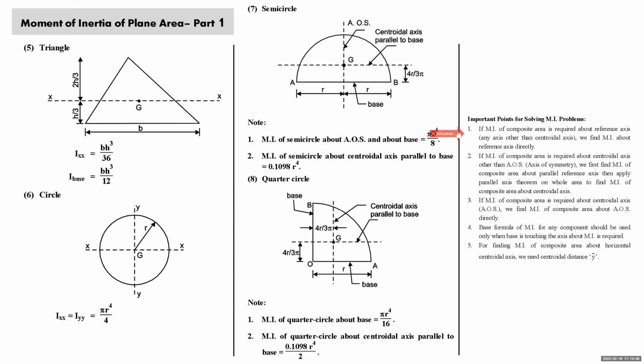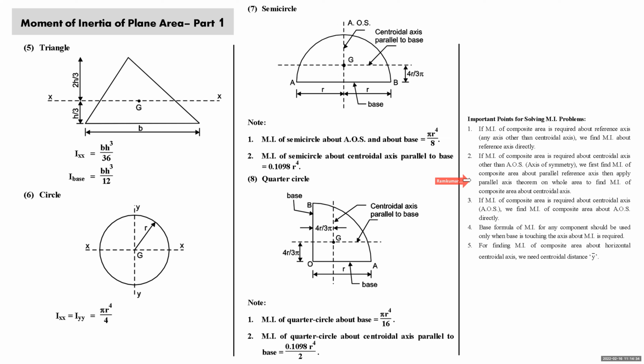Next, we come to centroidal axis. Centroidal axis will be of two types. One is axis of symmetry, another is centroidal axis other than axis of symmetry. Suppose this is axis of symmetry. This is centroidal axis other than axis of symmetry. So whenever for composite area, you are finding moment of inertia about centroidal axis other than axis of symmetry, we go for indirect approach.